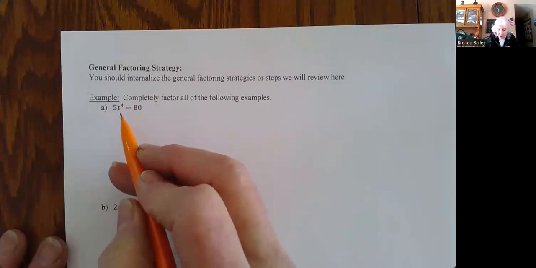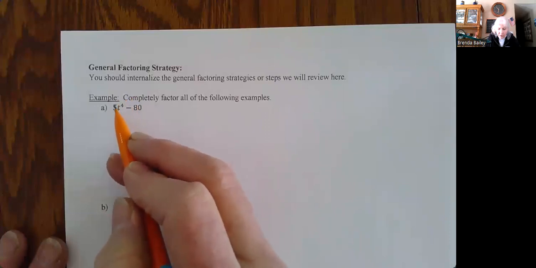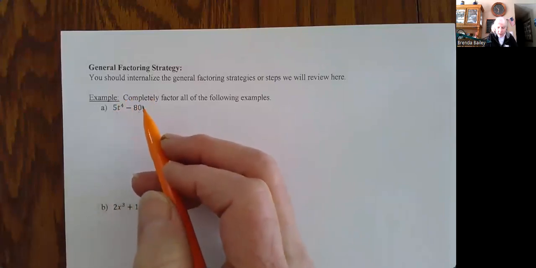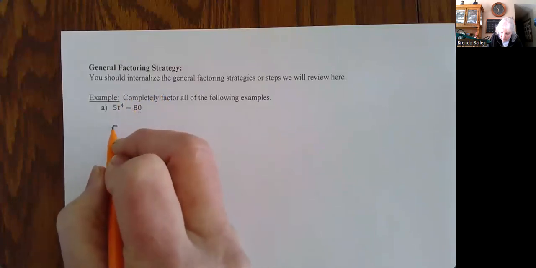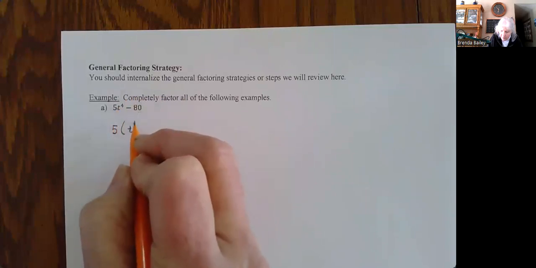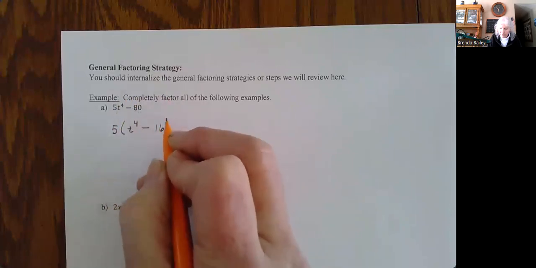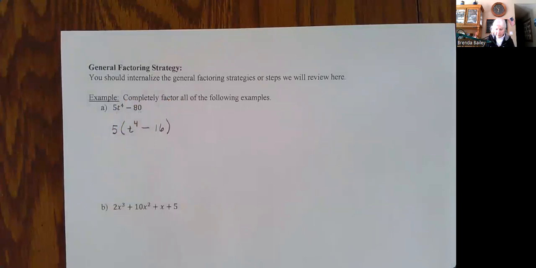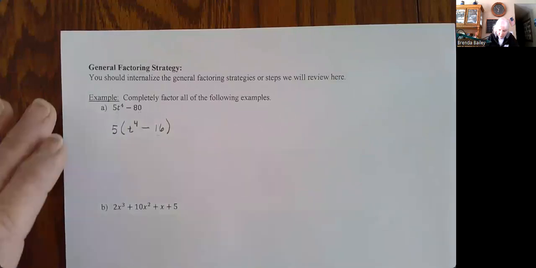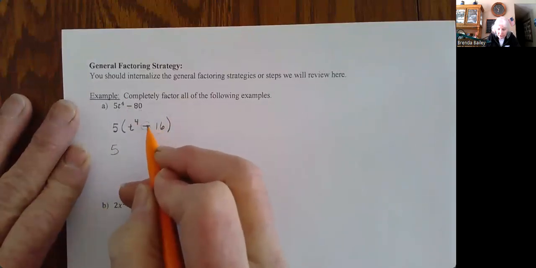The first step, arrange it, which it is, in decreasing power. And then the next step is the greatest common factor, which we will pull out, which is a 5. So this divided by 5 is t to the 4th. 80 divided by 5 is 16. Okay. So multiply to come back to the original. Don't stop, because if you do, then you'll get it wrong. So here it looks like we have a difference of 2 squares.